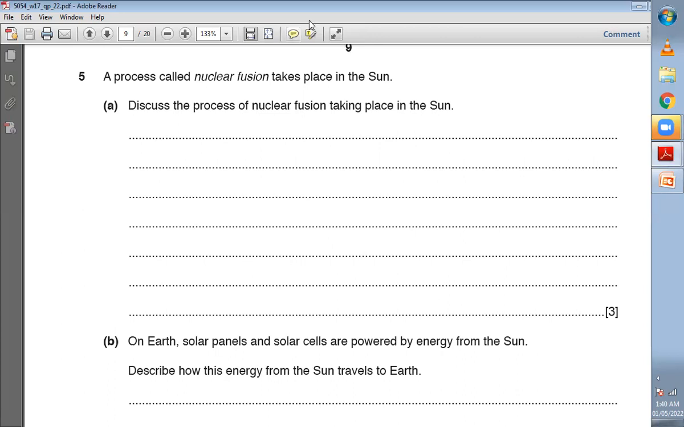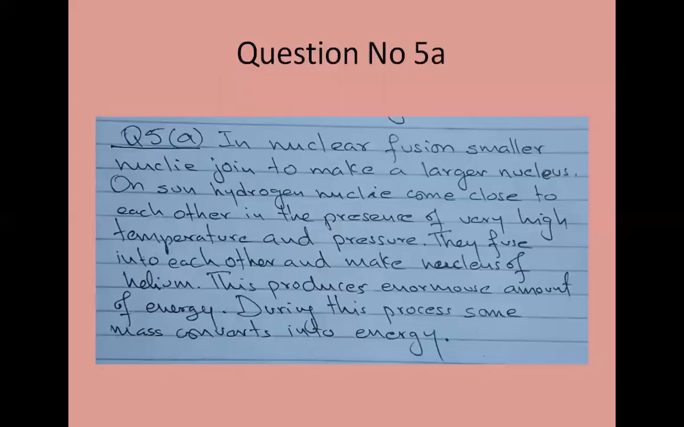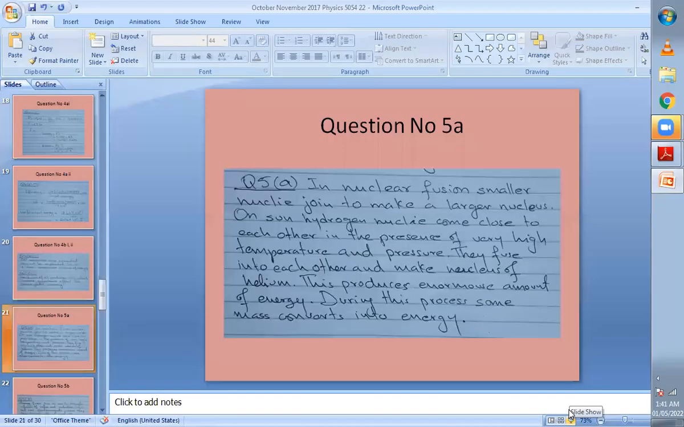So let me show you my written answer. Here we go. In nuclear fusion, smaller nuclei join to make a larger nucleus. On the Sun, hydrogen nuclei come close to each other in the presence of very high temperature and pressure. They fuse into each other and make the nucleus of helium. This produces an enormous amount of energy. During this process, some mass converts into energy. That's why an enormous amount of energy is produced. So this is nuclear fusion, which is taking place on the Sun and other stars. Hopefully you understand and you remember this idea.